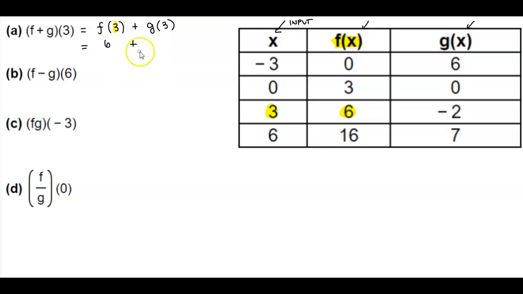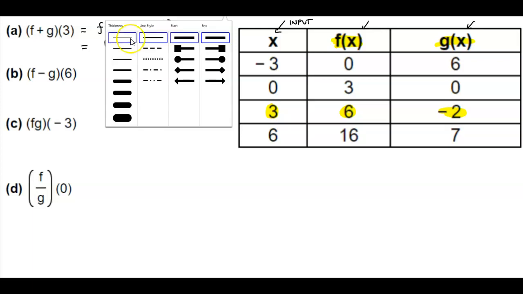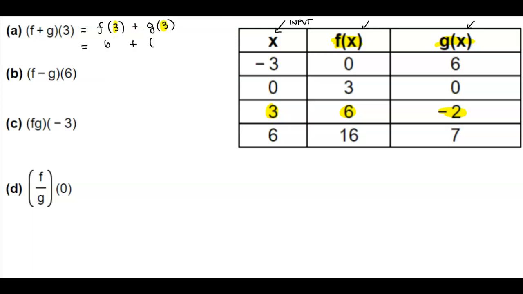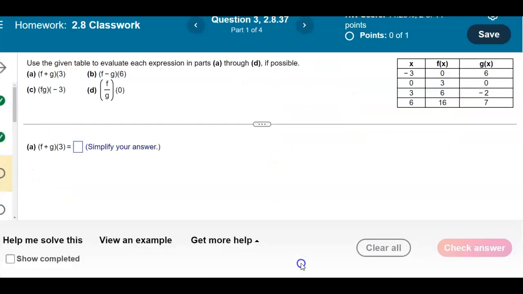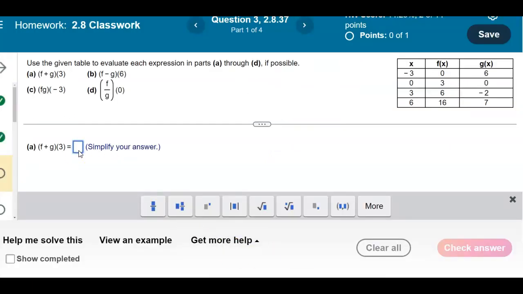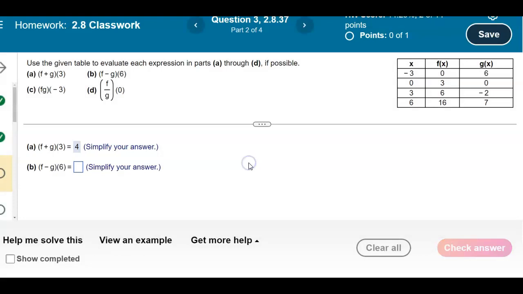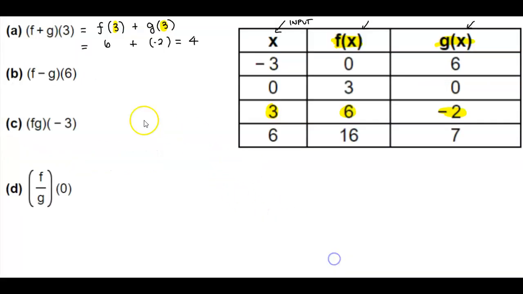plus, again, what is the input for g? Well, the input is 3. And then what is the output for g? It is negative 2. So therefore, we have 6 plus negative 2, or 6 minus 2, which is equal to 4. Let's go ahead and put our answer to make sure it checks. 4, and there's our result. Now let's try the next one.